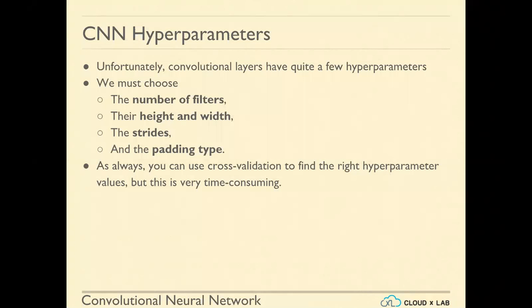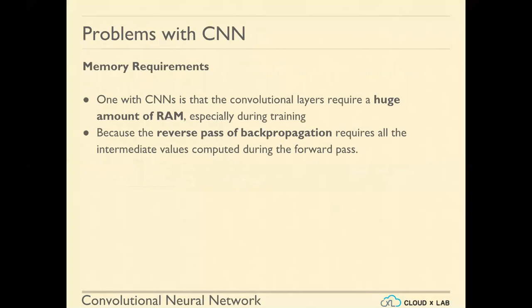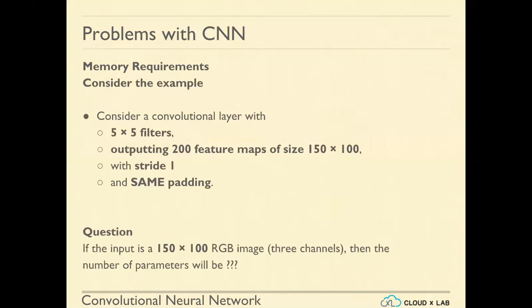consuming. The other problem with CNN is the memory requirements. It requires a huge amount of memory, because the reverse pass of the backpropagation requires all of the intermediate values computed during the forward pass. So while we are training, we require all of the layers, and therefore the training requires more memory as compared to applying the CNN.